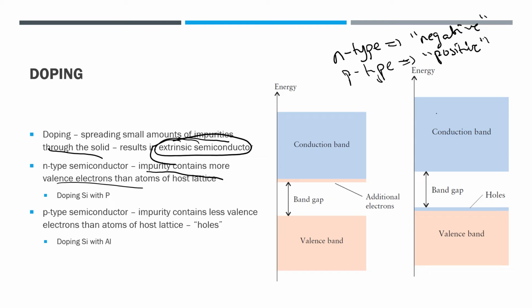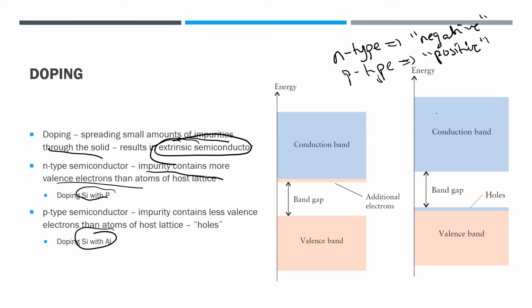One example of an N-type is doping silicon with phosphorus. Phosphorus has one more valence electron than silicon, so that's an N-type semiconductor. Whereas if I doped silicon with aluminum, that would be a P-type semiconductor because aluminum has one fewer valence electron than silicon. So how is this going to change my diagrams? How is this going to change my bands and my filling of the bands? That's an important question to ask, right?